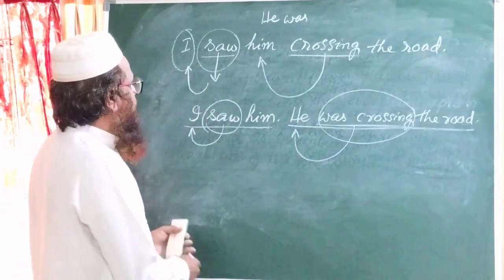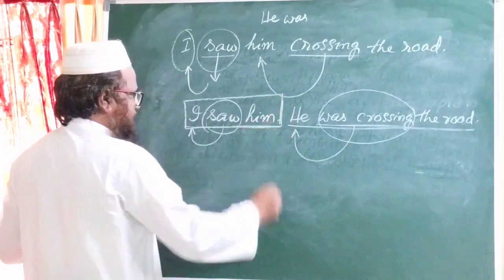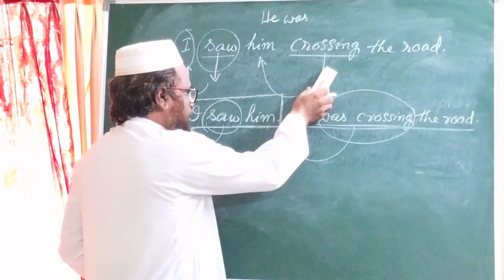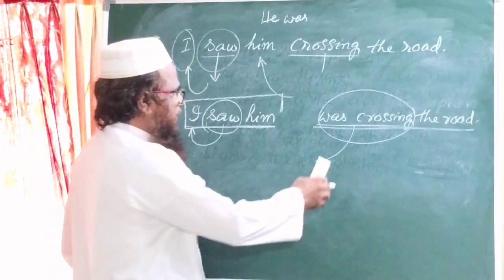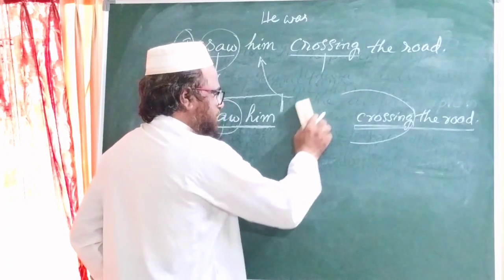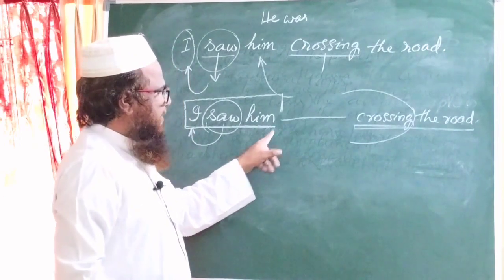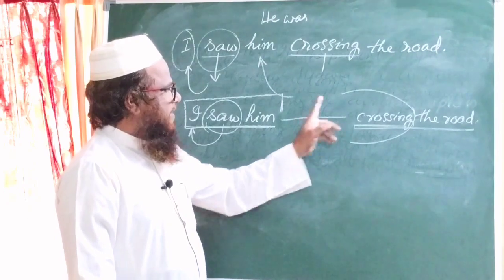This is the way. So we keep the first sentence as it is. There is no change at all. I saw him. And here we omit this subject and the full stop of the first sentence. And we omit the helping verb also. Just we bring it close to this one. I saw him crossing the road. Who was crossing the road? The subject of the second sentence.